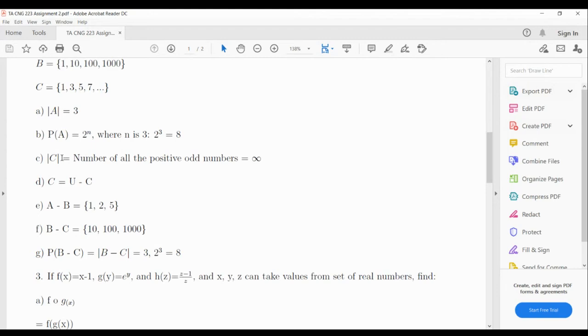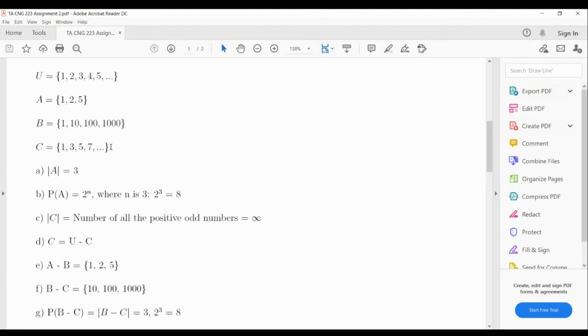So what's the size of C? As you can see, here we have an infinite number of elements. Whenever we have such a case, just directly write infinity. It means that we have an infinite number of elements here. So usually in mathematics, whenever we deal with such sets, we denote it by the notation infinity.